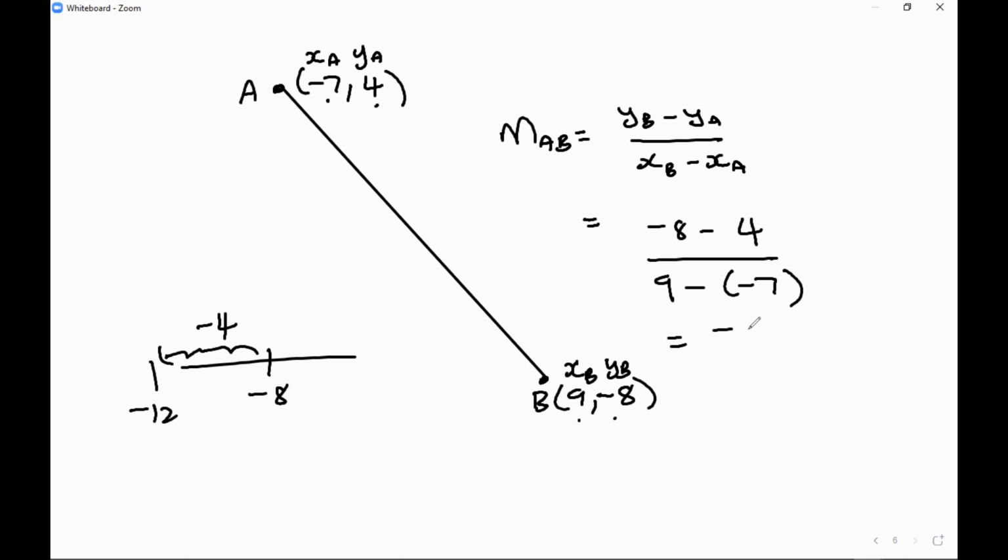So that's going to be negative 12 over 16. Negative 12 divided by 4 is 3. Negative 16 divided by 4 is 4. So the gradient for this is going to be negative 3 over 4. And you notice the value is negative. All lines that go this way end up with a negative gradient. All lines that go this way end up with a positive gradient.